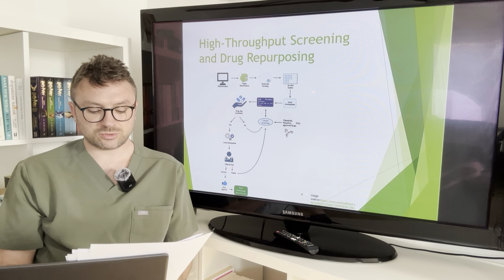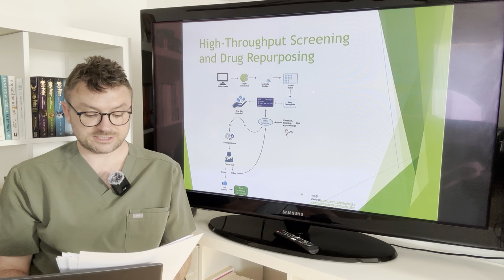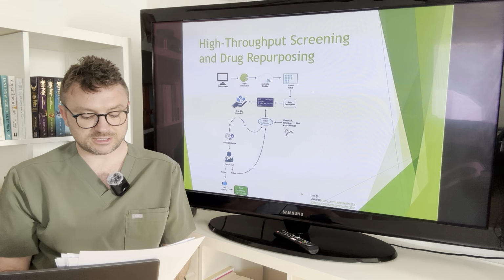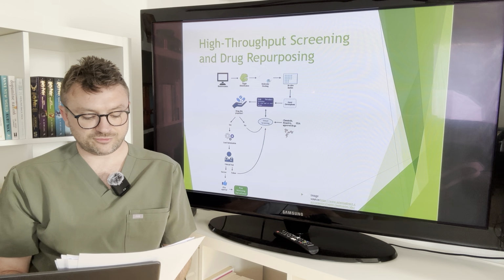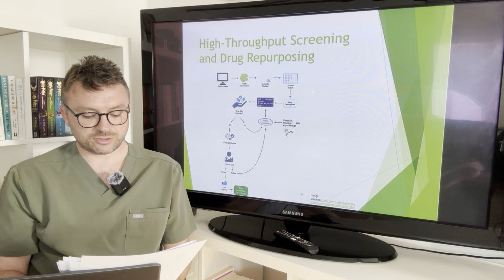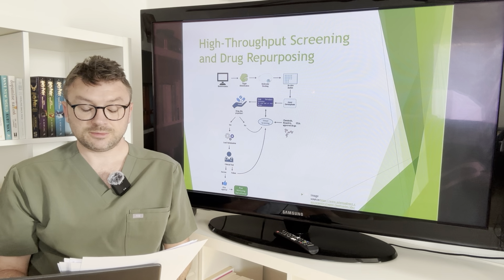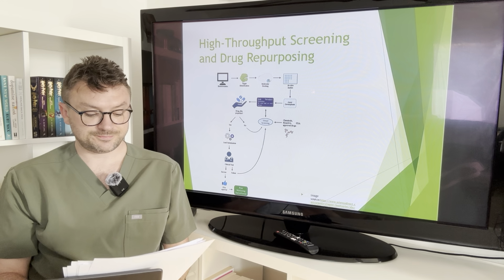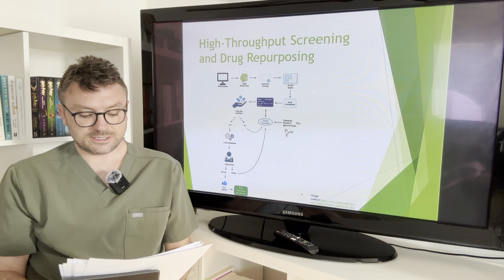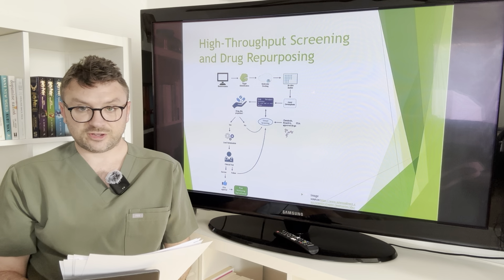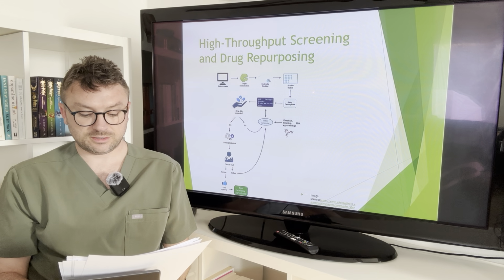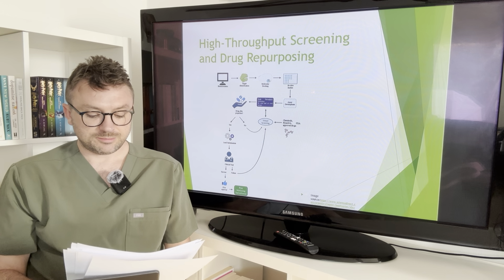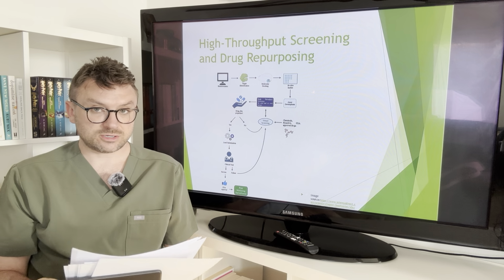Another increasingly important strategy is drug repurposing. Drug repurposing involves finding new uses for medicines that have already been approved for other conditions. This approach offers several advantages because the safety of these medicines is already well understood. An example is sildenafil, which was originally investigated for the treatment of angina, but later became widely used for erectile dysfunction.